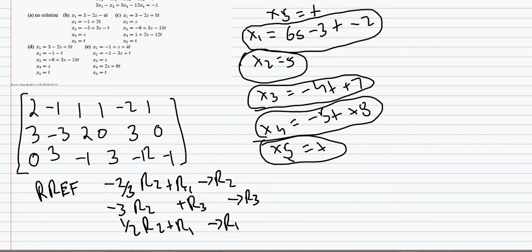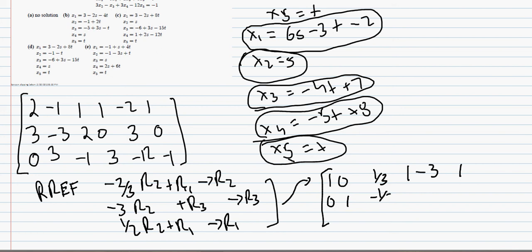And I was able to get the following matrix. The matrix looks like this. I got 1, 0, 1/3, 1, negative 3, 1, 0, 1, negative 1/3, 1, negative 4, 1, and all zeros here. And I also got a positive 4 over here.